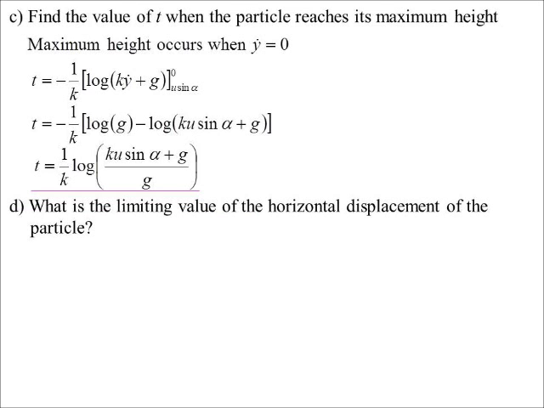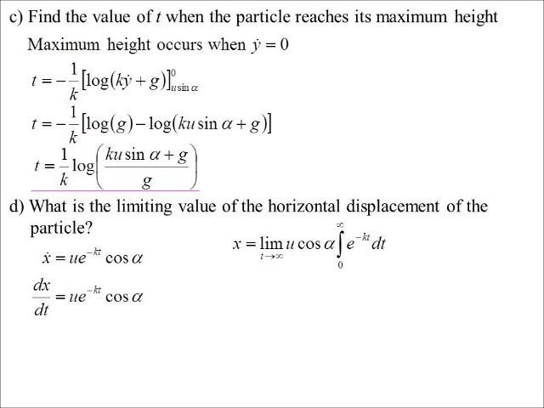What is the limiting value of the horizontal displacement of the particle? Okay. There's an expression we've got so far for horizontal velocity. Let's go find an expression for horizontal displacement. But we want the limiting. So t will approach infinity.